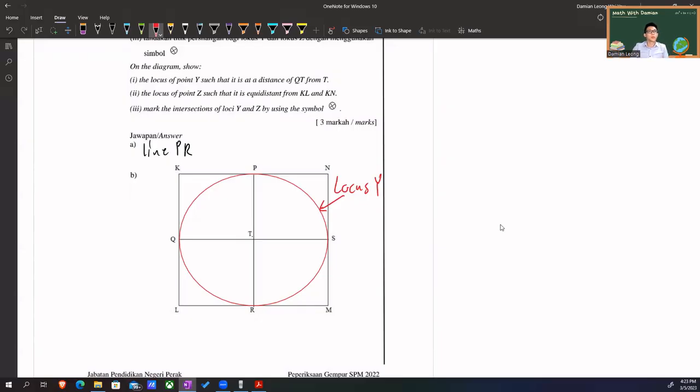Then locus of Z, equidistant from KL and KN. KL, KN, this and this, equidistant means the line right in between. So it will be a diagonal line from K to M. This is locus Z. So the part I want to mark is the intersection. So it will be here and here. That's it.